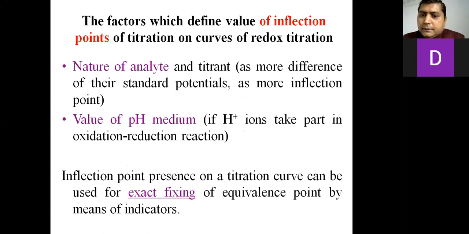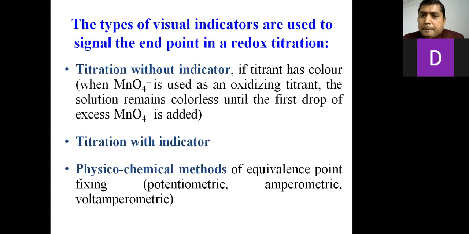Titrations without an indicator: potassium permanganate itself can be used as an indicator. So without an indicator we can use it, and for some others we have to use an indicator. So we can divide redox titrations into two different types depending on the indicator used: without indicator, and with indicator.